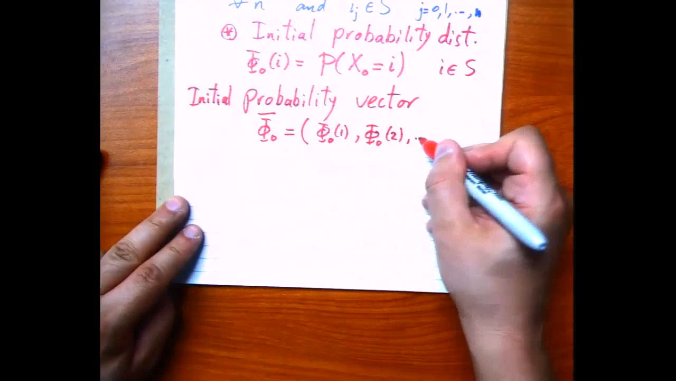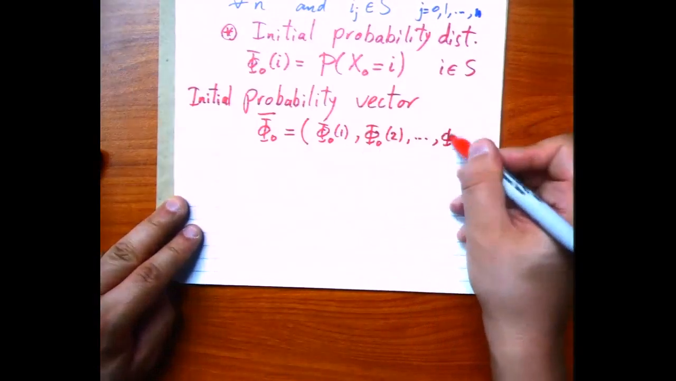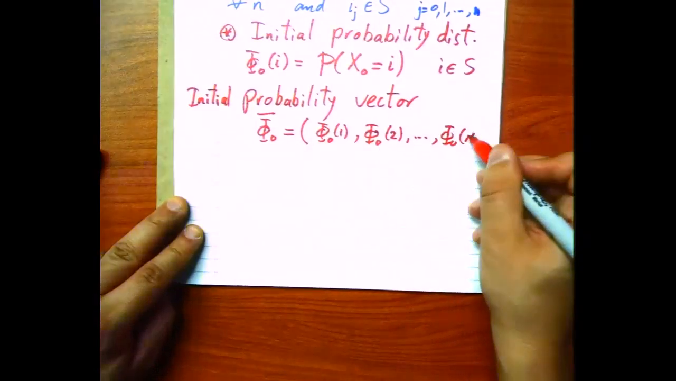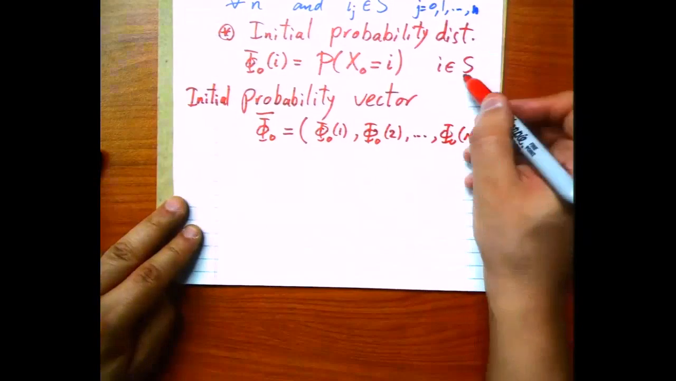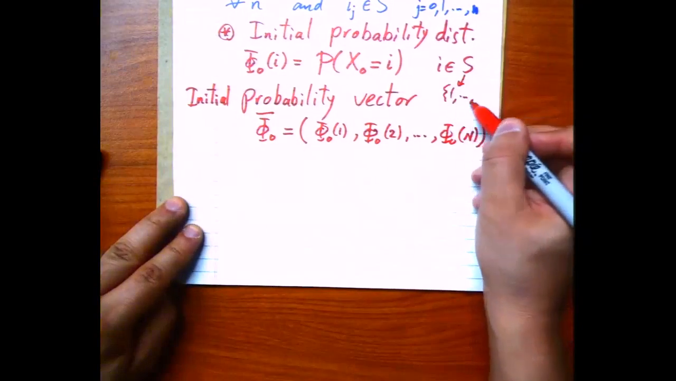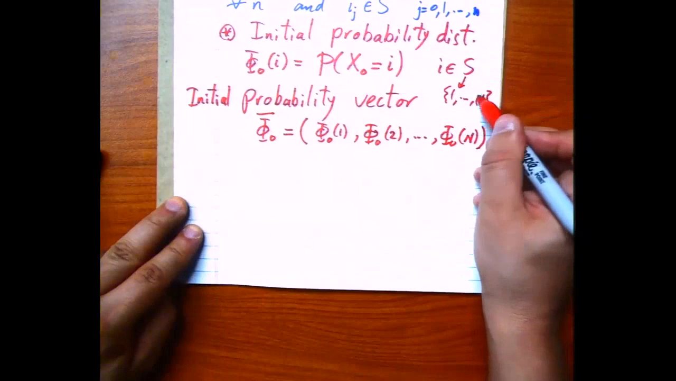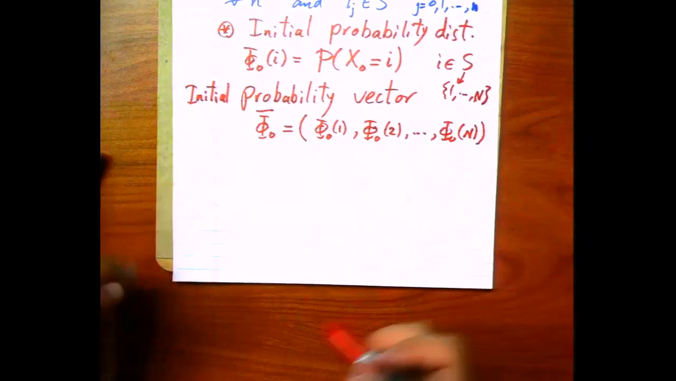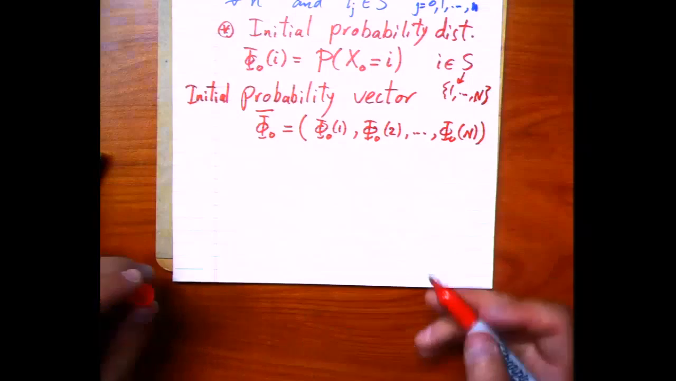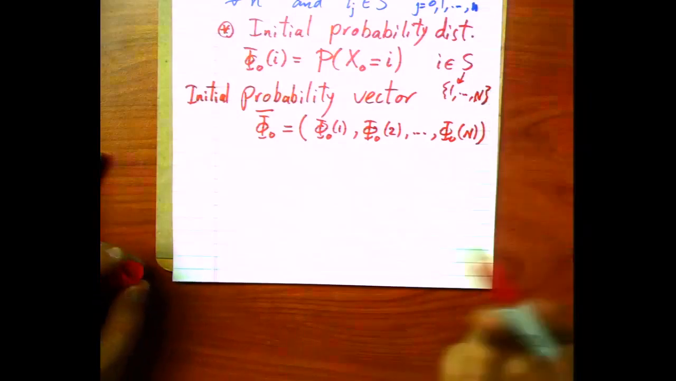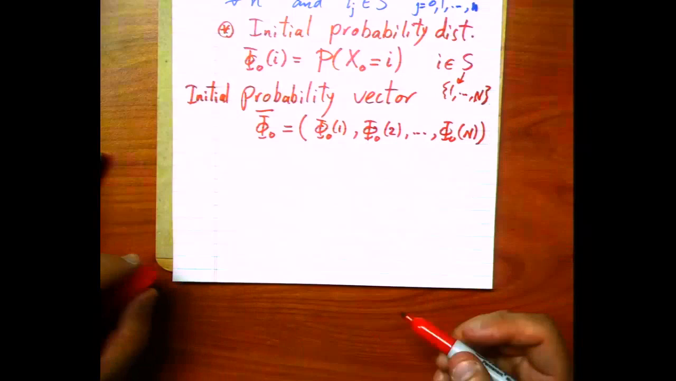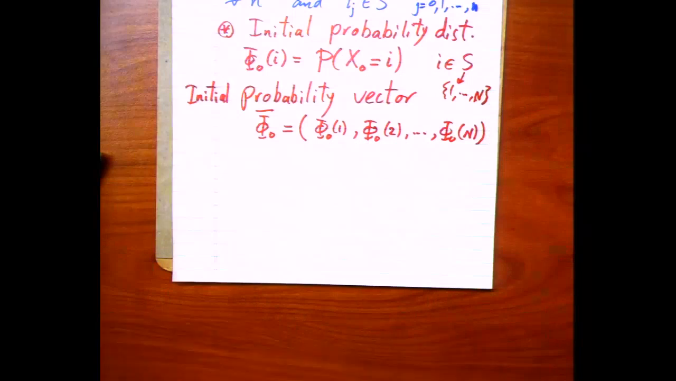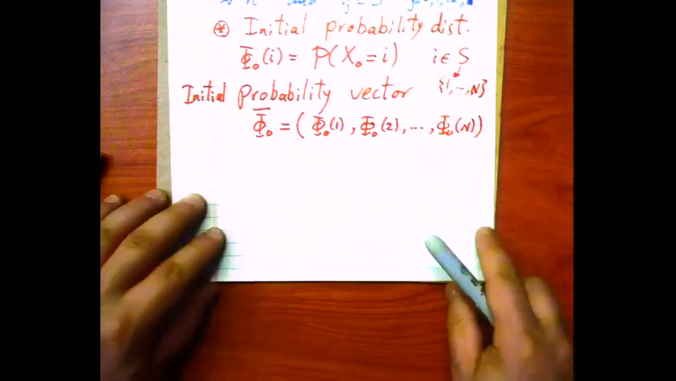...till the last one, phi0 of n. Remember that we choose S to be given by 1 through n just for convenience of instructing you guys. And actually the book does the same thing, but we can generalize. S could be running from 0 to n or whatever, as long as it's finite and countable. So finitely countable. So this is called the initial probability vector.